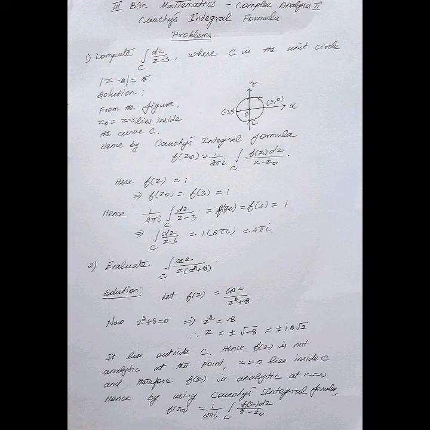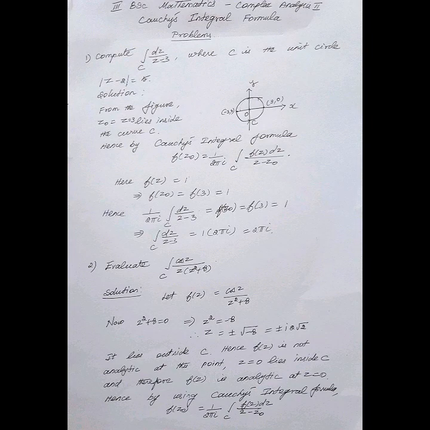Another sum, integral over C cos z dz by z into z square plus 8. Evaluate the value of this integral. Let f of z equal to cos z divided by z square plus 8. Now if you equate the denominator to 0, you will get z square plus 8 equal to 0. Therefore, z square equal to minus 8. In other words, z equal to plus or minus root of minus 8, that is plus or minus i into 2 root 2.